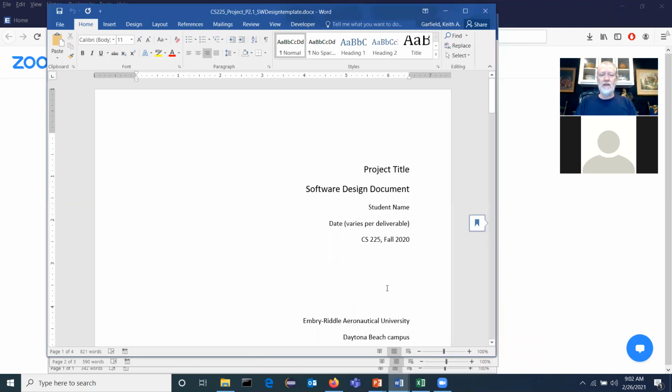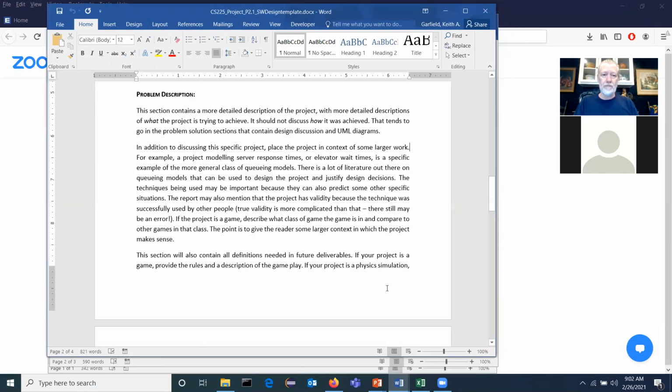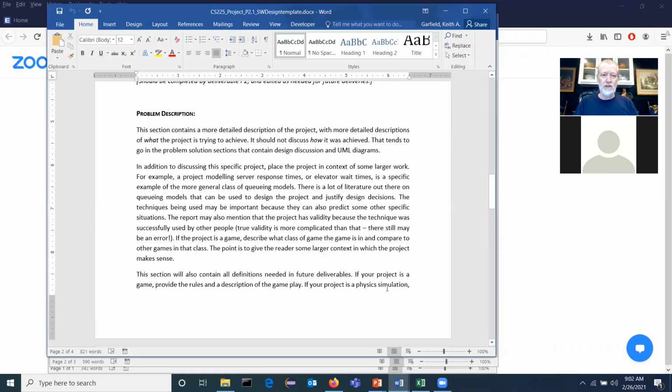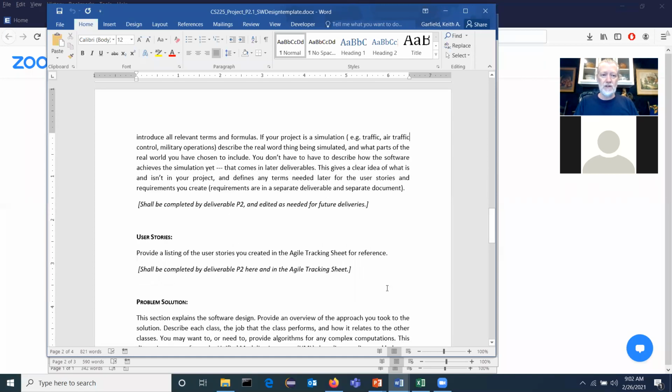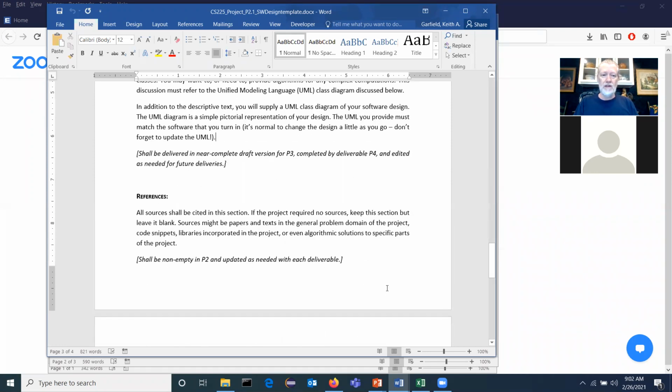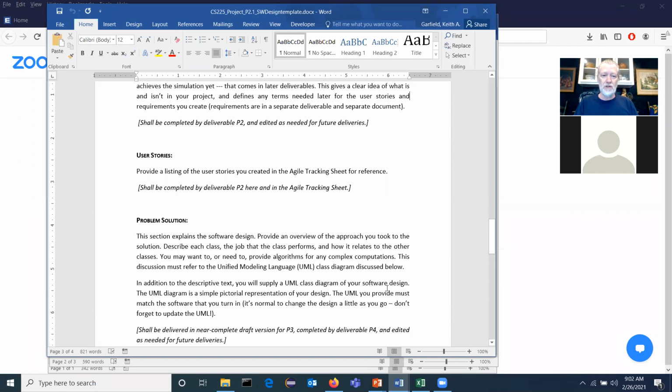Where do you put your UML diagram? You've already done the introduction and the problem description. You can edit those based on my comments if you wish. I'm working my way through those. You have your user stories. Again, you can edit those or add to those. A lot of people, and you need 12 as a minimum. So far, a lot of people are not turning in 12. And then here under problem solution, that's where you put the UML diagram.